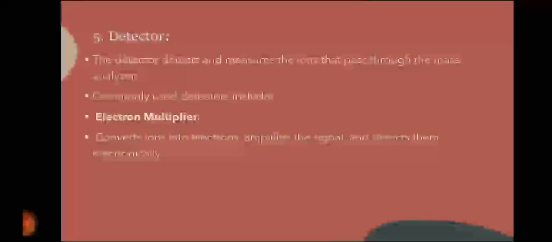Mass analyzers with high resolution capabilities allow accurate determination of masses even for ions with complex spectra or closely spaced peaks. Fifth one is detector. The detector detects and measures the ions that pass through the mass analyzer. Common detectors include, first of them, the electron multiplier. It converts ions into electrons, amplifies the signal, and detects them electronically.